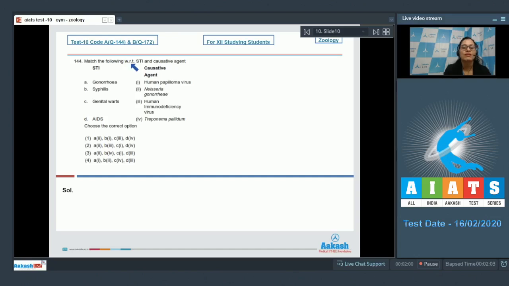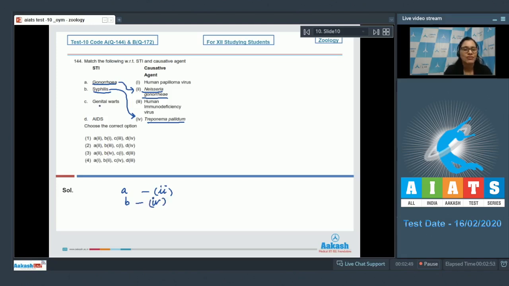Match the following with respect to STI or sexually transmitted infections and causative agent. In the very first column given are STI, and in the next column are causative agents. The very first STI given is gonorrhea, and the causative agent for gonorrhea is Neisseria gonorrhoeae. So A goes with second option. The next STI given is syphilis, and syphilis is caused by a bacterium called Treponema pallidum. So B in column 1 goes with fourth option in column 2.